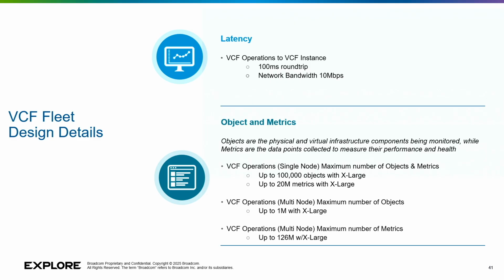And when it comes to scale, which is the second factor, there are a few things to consider. If you have a single node deployment, then for the total number of objects, you can go up to 100,000 objects, or you can go up to 20 million metrics. If you have a multi-node deployment of ops, you can go up to 1 million objects overall with extra large, and you can go up to 126 million metrics. So a lot of how you design operations and your fleet, and in turn your VCF private cloud, depends on exactly how you want to scale your infrastructure and craft your environment under the covers.